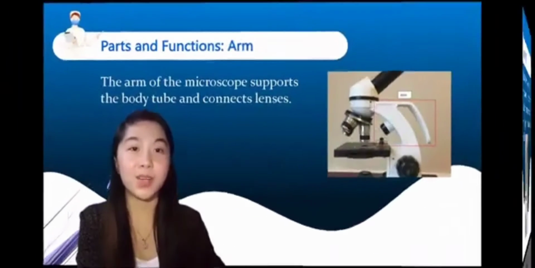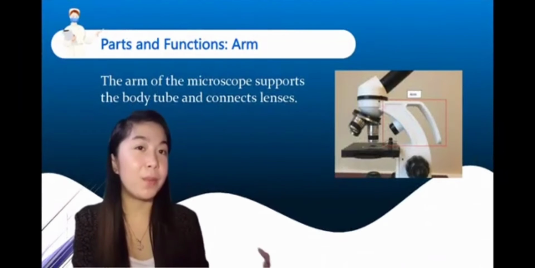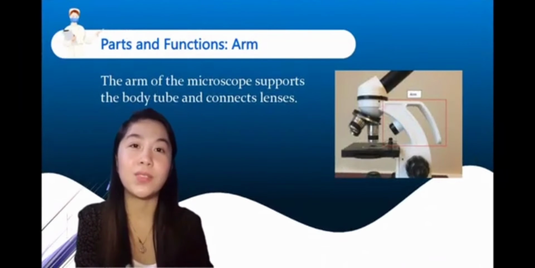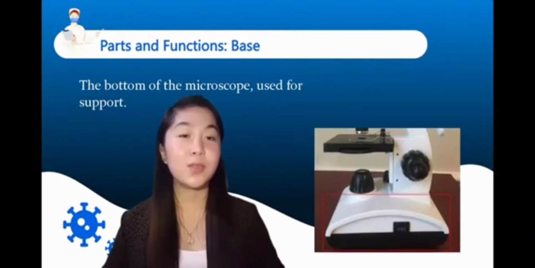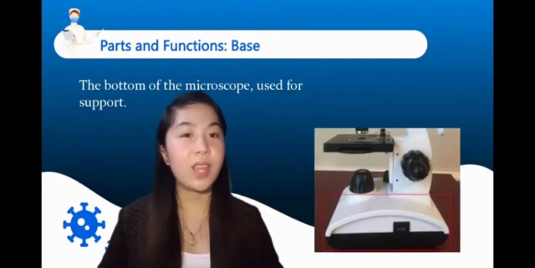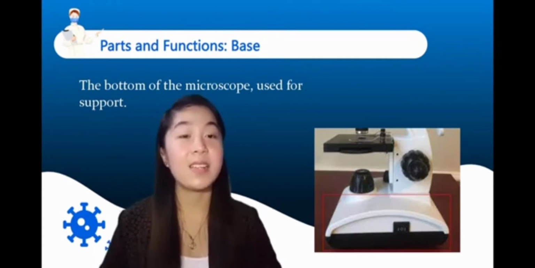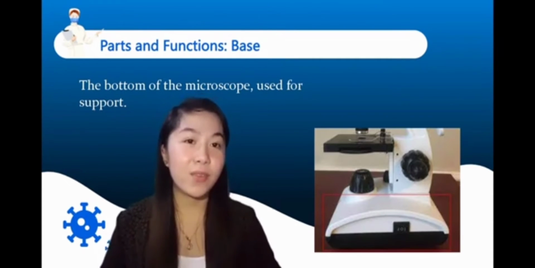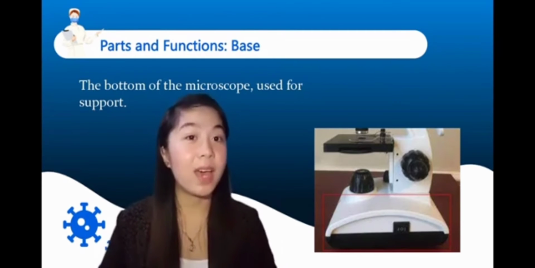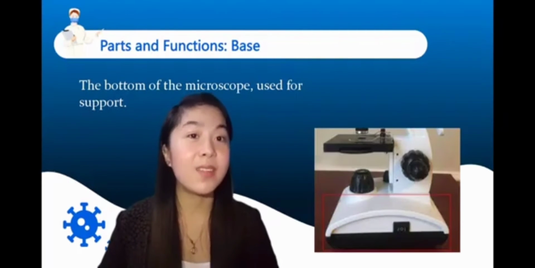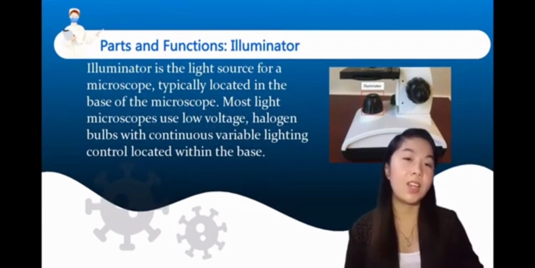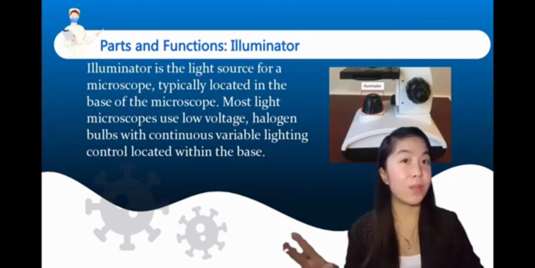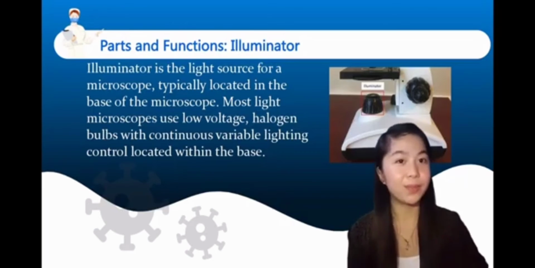Next part is the arm. The arm is a support for the upper portion of the scope. It also serves as a convenient carrying handle. The next one is the base. If the upper portion of the microscope has a support, therefore the bottom of the microscope has a support too, and that is the base. The next one is the illuminator. The illuminator is the light source of a microscope, typically located in the base of the microscope.